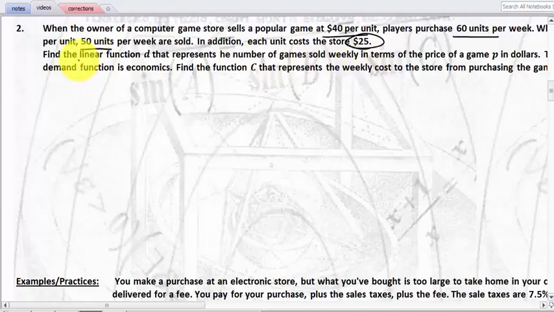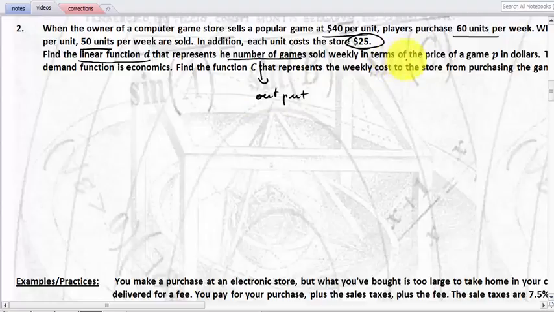So we are told the number of games is a linear function, and I do have 2 points, right? The input, so find the linear function D that represents the number of games. That's the output, right? This is the output.